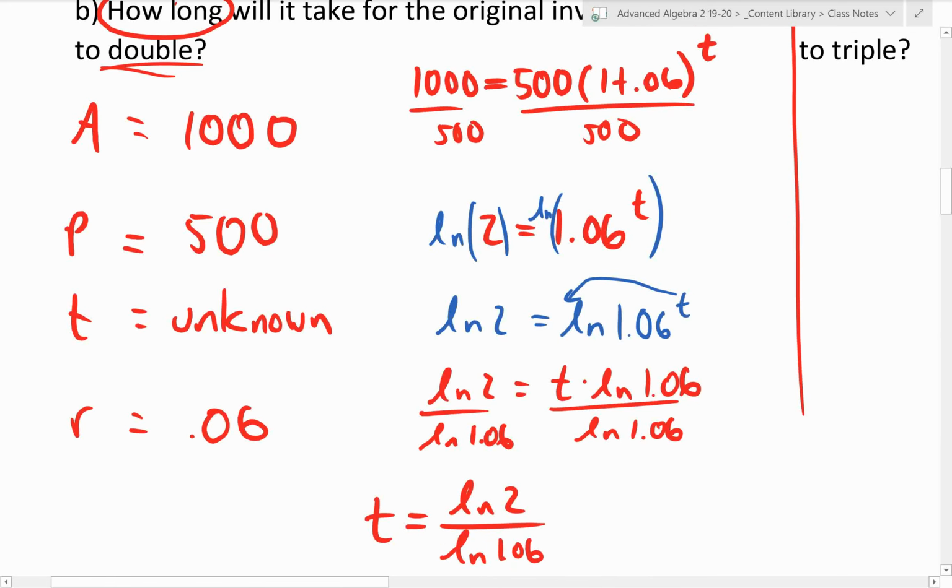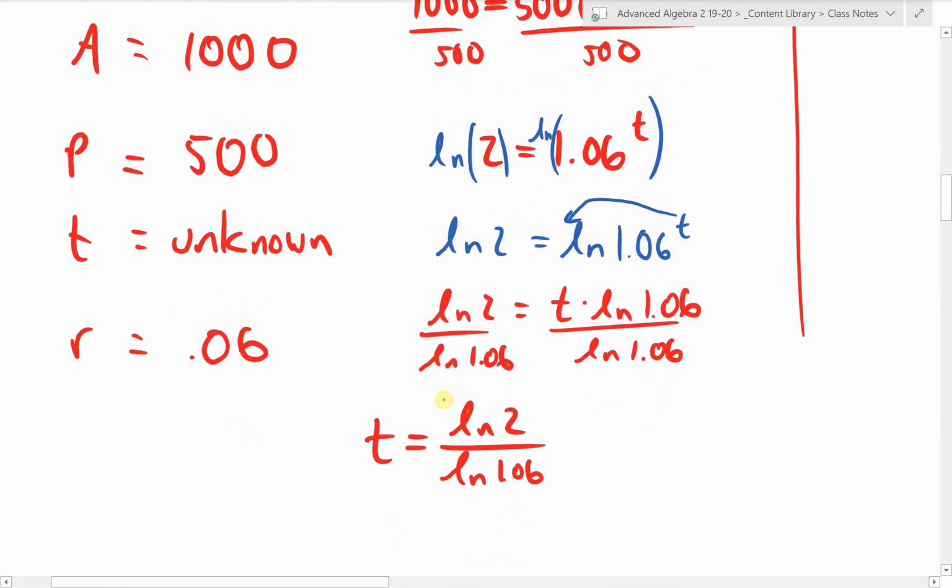It might be tempting to try to combine things here using the quotient rule. We can't use the quotient rule. The quotient rule applies for when we're dividing two things inside of one logarithm, not when we're dividing two separate logarithms. But anyhow, here's our exact answer.